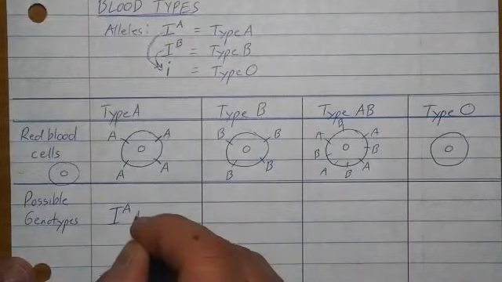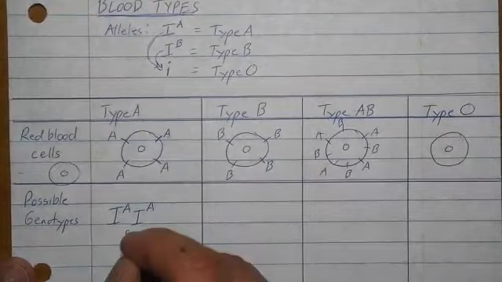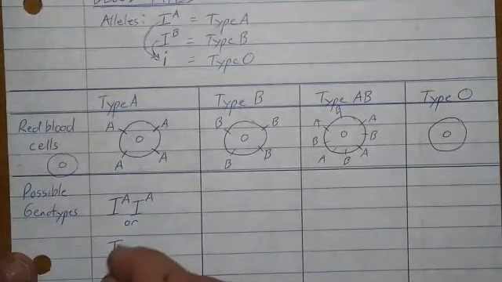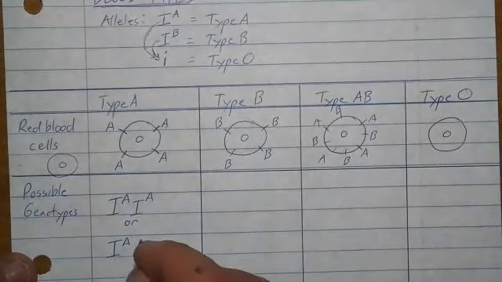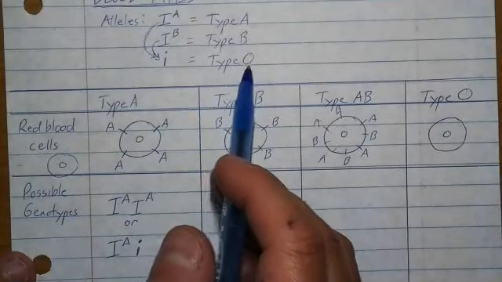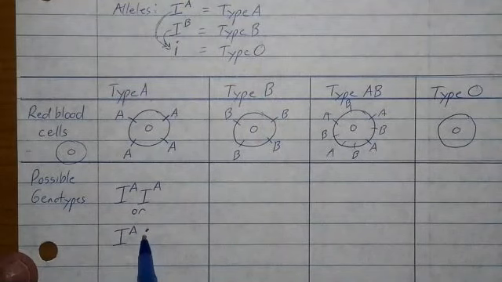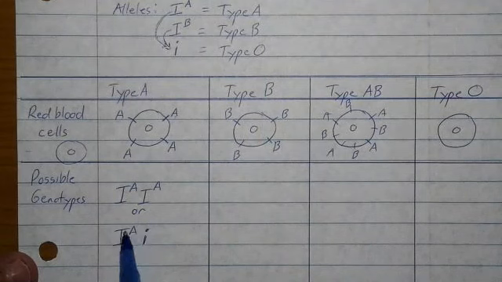Well, the other one could be another I to the A, so I could be capital I to the A, capital I to the A, or I could be capital I to the A and a lowercase i, which should code for the type O. So you say, well, how does that work? Well, because this is a capital, this dominates over this one here. Since they're both the same here, it doesn't matter. But this one would dominate over this, and like this one doesn't even exist. So you would have type A blood.